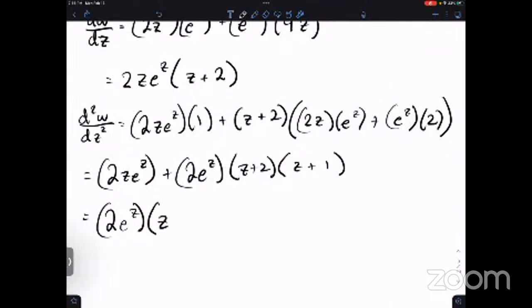plus, we're going to have to simplify this down. z plus 2 times z plus 1. I'm going to expand, combine like terms. I feel like the hardest part of this is over.